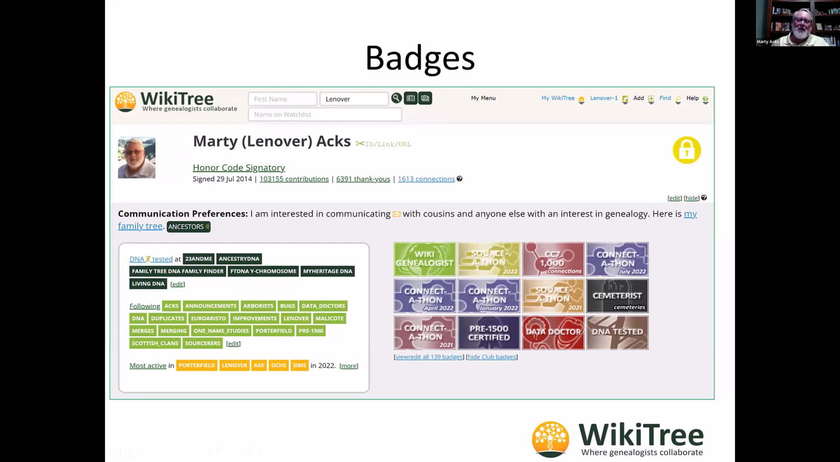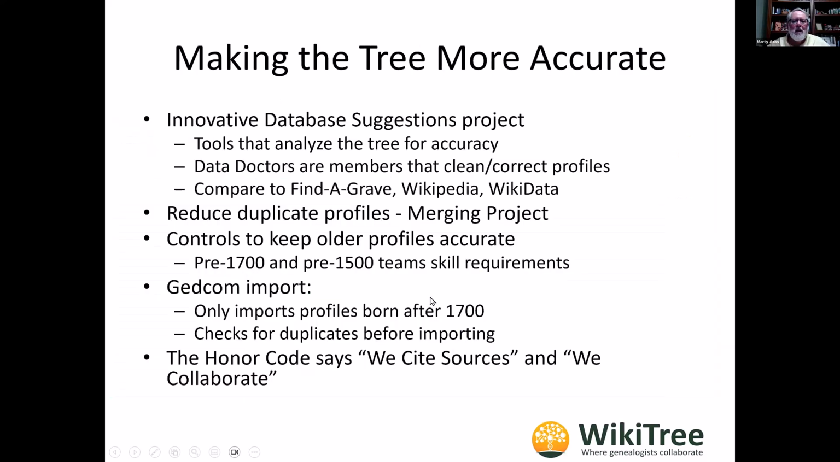But the yin and the yang of this is trying to deal with all the clutter of pre-1500, because you're basically into Europe and other areas. You're not really in the U.S. at that point, and so that's just one badge I've got. And then if you join things like connect-a-thons, I'll talk about in a second. You get DNA tested, you can get all sorts of badges on your profile. I have 139, it's probably 150 now, and you get one for participating on different projects.